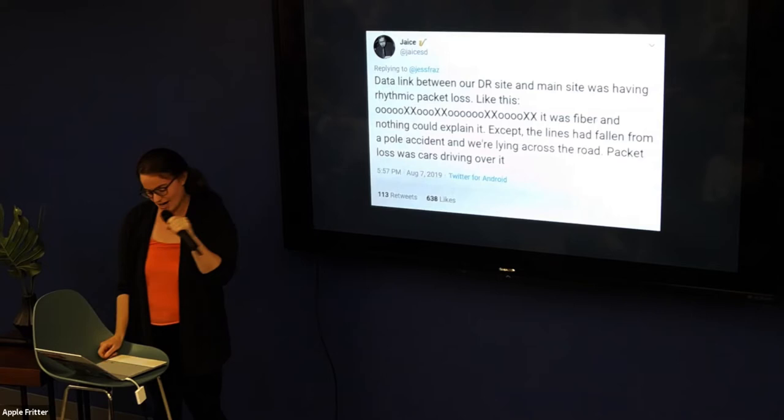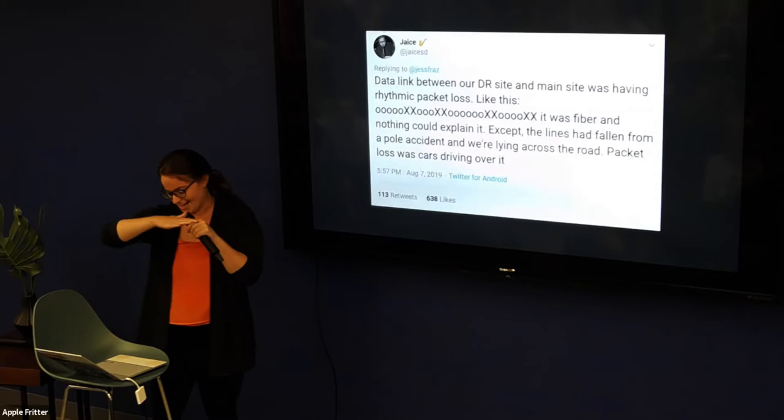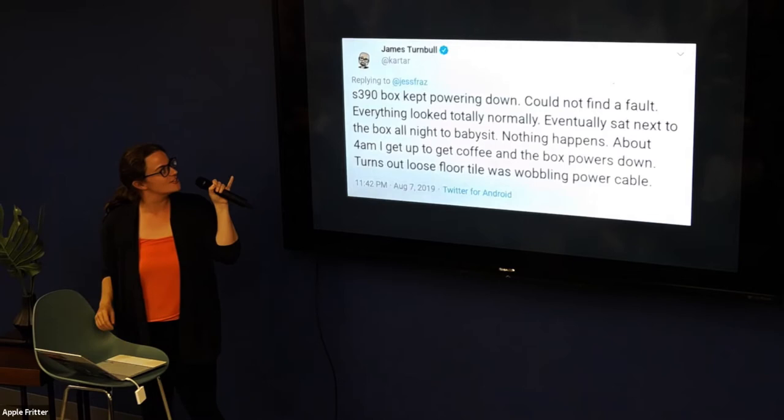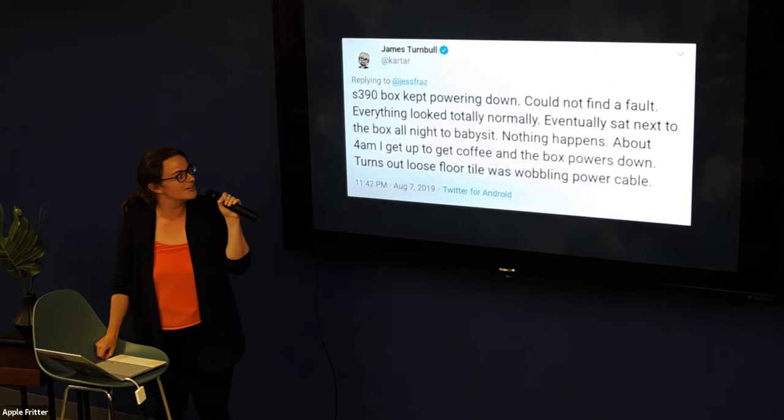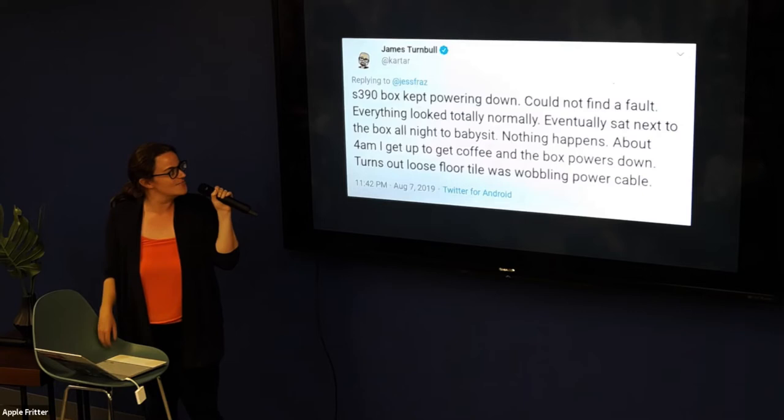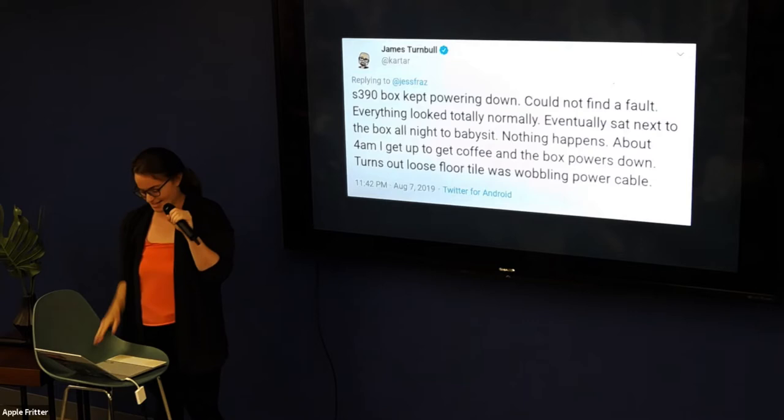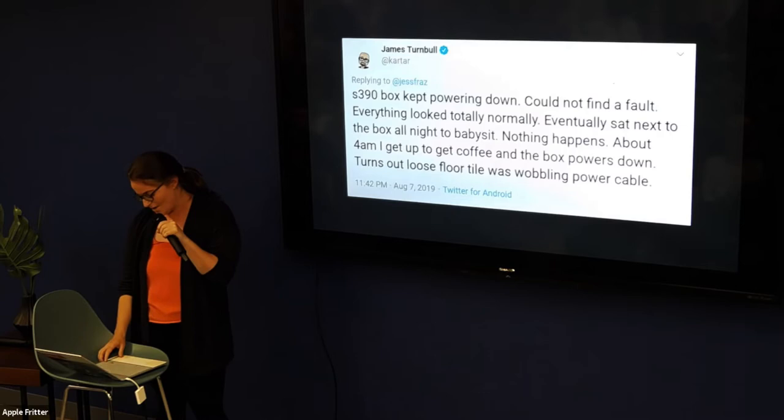So, yeah. This one's caused by, obviously, weight. And then there is another one that was caused by weight from James Turnbull. So, an S390 box kept powering down, could not find a fault. Everything looked totally normal. Eventually he sat next to the box all night to babysit it. Nothing happens. About 4 a.m., he gets up to get coffee, and the box powers down. So it was the loose floor tile that was wobbling the power cable. So, yeah, basically anything can happen when you are doing things.